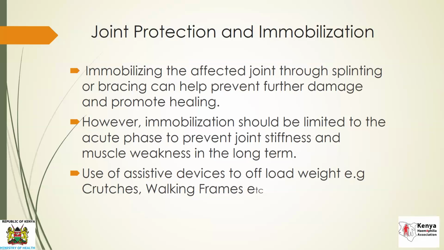We also use assistive devices to offload weight, e.g. crutches. If a patient has a knee bleed, one of the joint protections is making sure that they are offloading their weight by using crutches. Usually we start with non-weight bearing, and then we progress to partial weight bearing as the patient's bleed is subsiding.